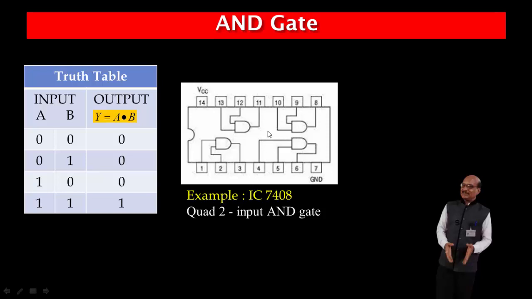Therefore, this IC is called quad. Quad means 4. Quad 2 input, because every gate has 2 inputs. Therefore, we can call it quad, meaning 4: 1, 2, 3, 4, 4 gates are there. So, quad 2 input AND gate. So, remember the IC number, IC 7408 represents the AND gate.